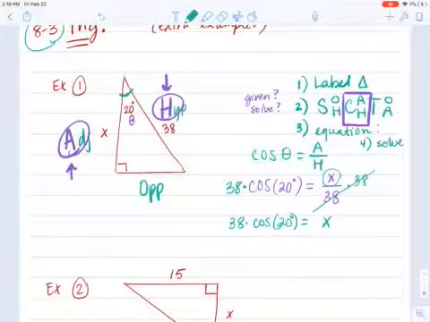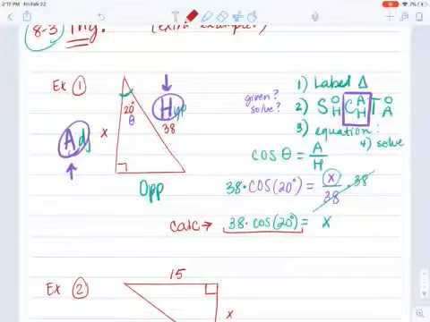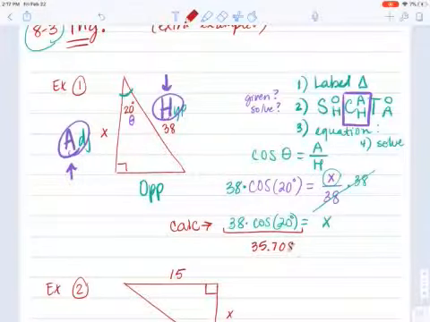Okay, we're almost done. Now all that's left is simply to type this into your calculator. Right? So I'll do that right now. You can hear me typing. 38 times cosine of 20, enter, and you're going to get 35.7083, blah, blah, blah. Right? So we can round that to 35.7 is approximately our answer.